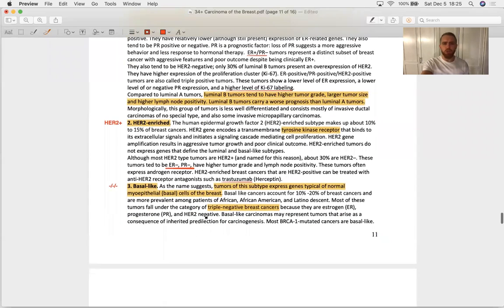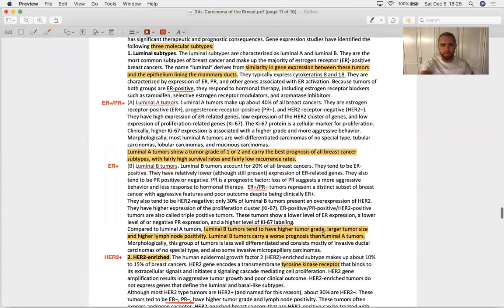Finally, you can have a triple negative breast cancer that is more common amongst the Black population. And these are really unfavorable for prognosis because they're just tougher to treat. These receptors are our drug targets. So you take away the receptors and you got to get crafty if you're the oncologist.